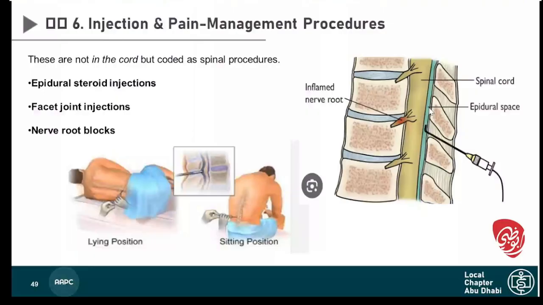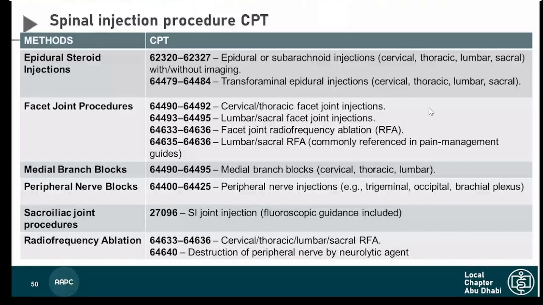We have so many codes for epidural steroid injection, facet joint, medial branch block, peripheral nerve block, sacroiliac joint, and radiofrequency ablation. In these injection procedures, we usually inject anesthetic or steroid, whereas radiofrequency ablation is for destruction. Neurolytic agents are used in radiofrequency ablation. So check for the specificity and the anatomical level and code the appropriate codes.